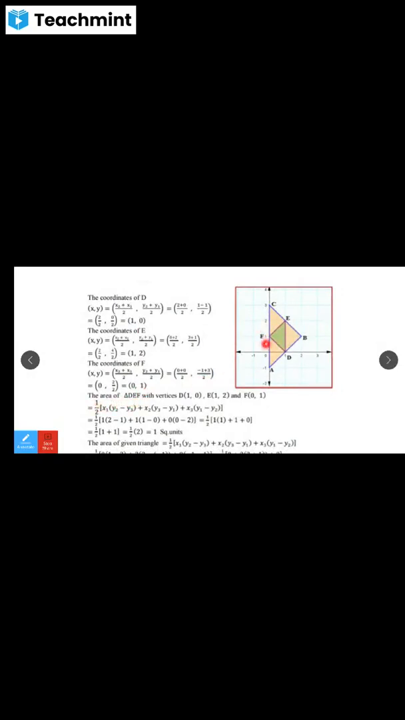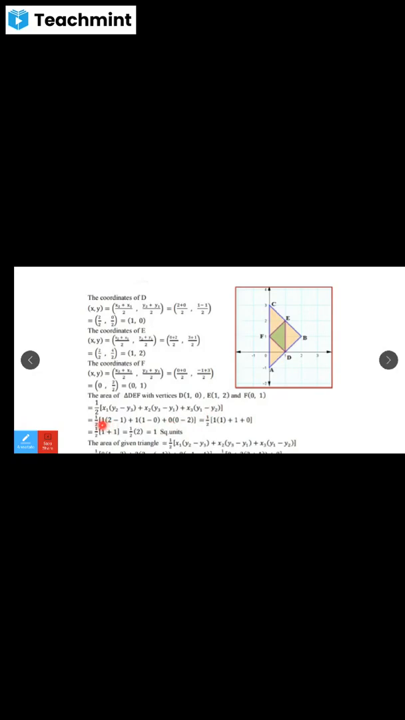The area of triangle DEF. So we need to find the area of this triangle. For that, the area of triangle DEF with vertices D(1,0), E(1,2) and F(0,1) is given by half into [x1(y2 minus y3) plus x2(y3 minus y1) plus x3(y1 minus y2)]. That is equal to half into [1 into (2 minus 1) plus 1 into (1 minus 0) plus 0 into (0 minus 2)].